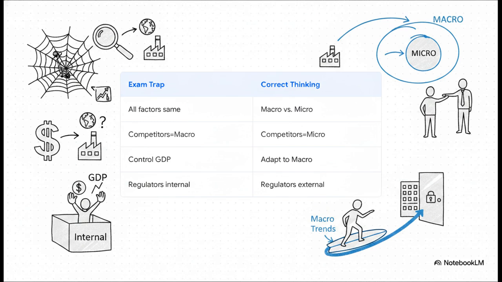Concept 3, recognizing that management cannot control inflation or GDP. Those macro factors must be managed around. Concept 4, treating regulators as external micro-stakeholders, not internal ones. And Concept 5, assessing capital availability as a macroeconomic constraint on your micro-expansion plans. If you can spot these tested scenarios, you are already way ahead of the curve.